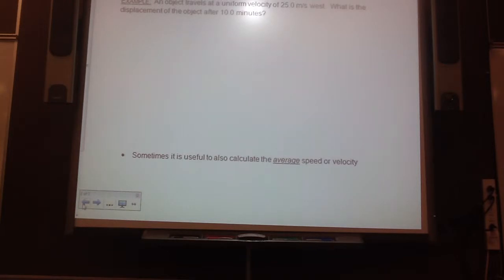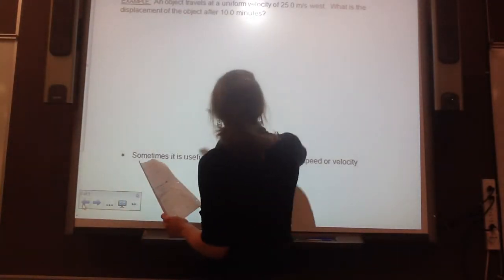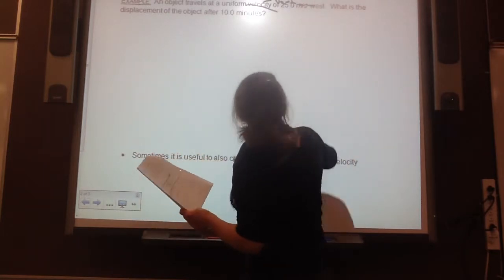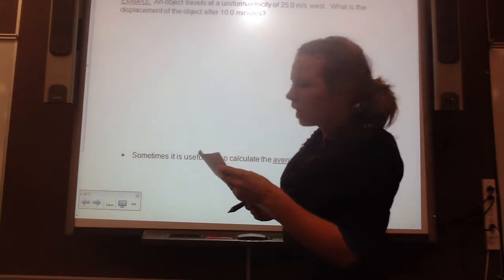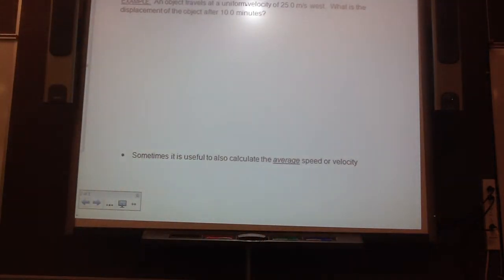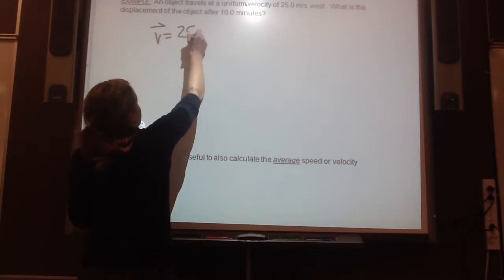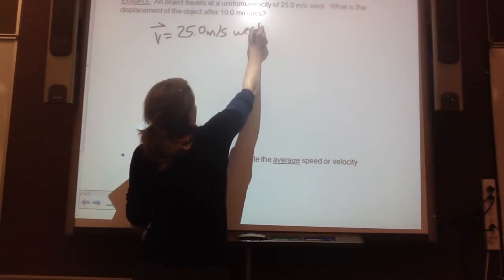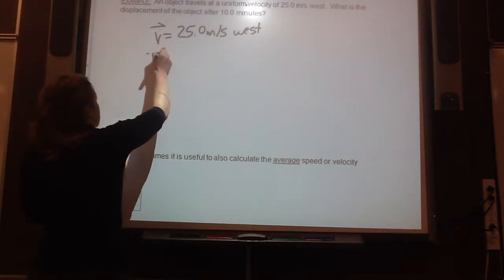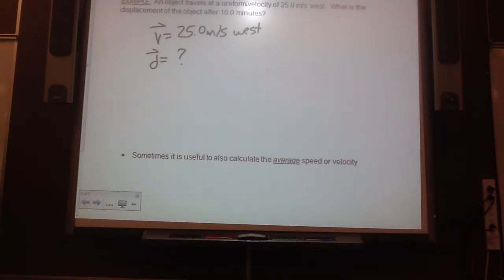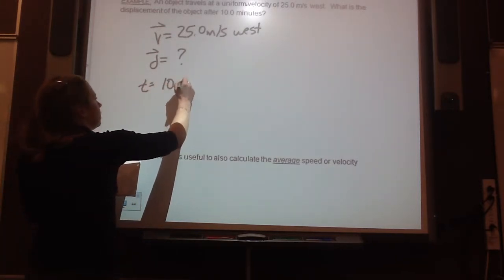So let's do an example. An object travels at a uniform velocity. So when you first start doing these questions, what is this? Vector or scalar? Vector. Okay, so that's a vector. And it's uniform velocity, so the same constant velocity, at 25 meters per second, west. What is the displacement after 10 minutes? So my v with an arrow is equal to 25.0 meters per second west. This is what I know about the question. I'm trying to find my d with the arrow over top of it equals question mark. My t is equal to 10 minutes.